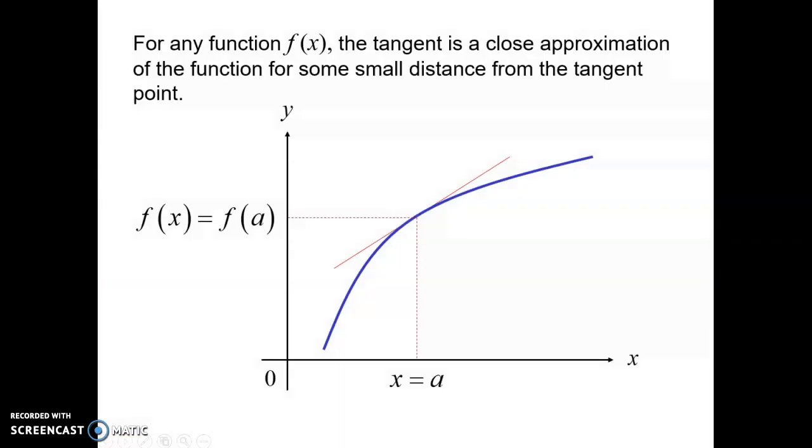For any function f of x, the tangent line to the curve is a close approximation of the value of the function for some small distance from that point of tangency. In other words, if we have the blue curve here, and we're talking about the tangent line to the curve at x equals a, which is right here, we could find the tangent line to the curve using our linear equation for finding the tangent line, y equals m times (x minus x1) plus y1, which is Euclid's formula for the equation of a line at any point on the coordinate plane.